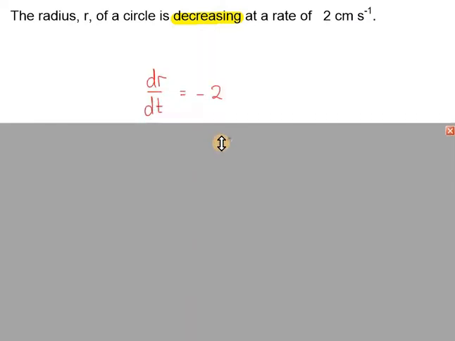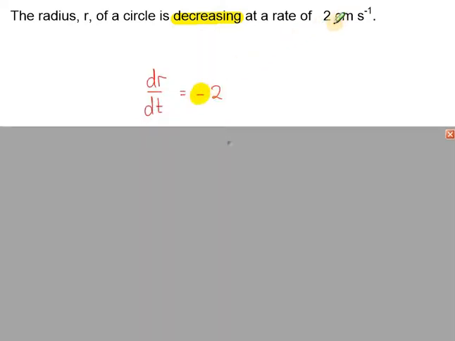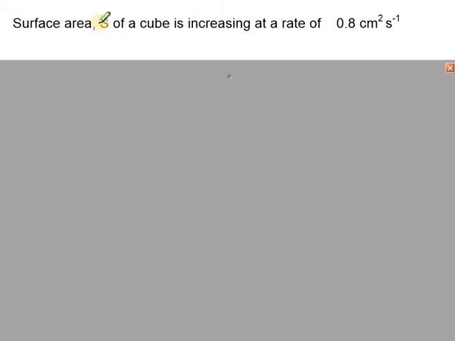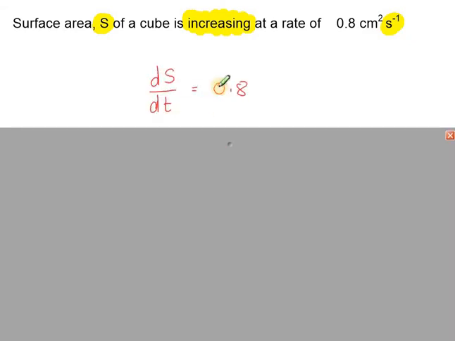In this one, something is decreasing, so we need a negative value. So again, it's the rate of change of r with respect to time. So dr by dt is equal to -2. This time it's the surface area that's increasing, and again it's with respect to time. So ds by dt is 0.8.